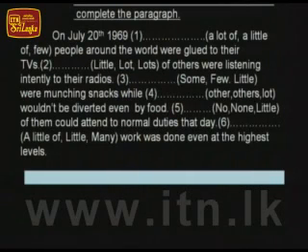Now this is a very exciting passage. I don't think you were born at that time when the 3 people made their journey to the moon, right? It's very interesting. On July 20th, 1969. Now there is a blank and within brackets you get 3 determiners: a lot of, a little of, few. People around the world were glued to their TVs.